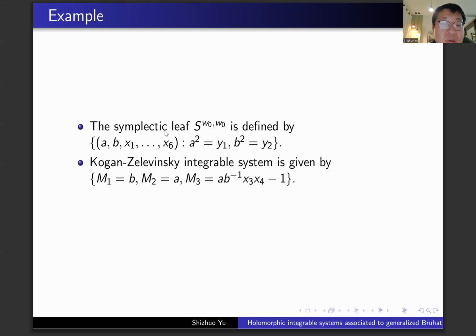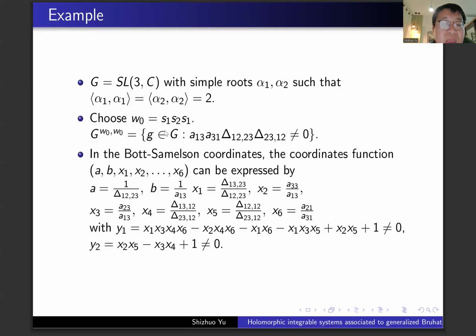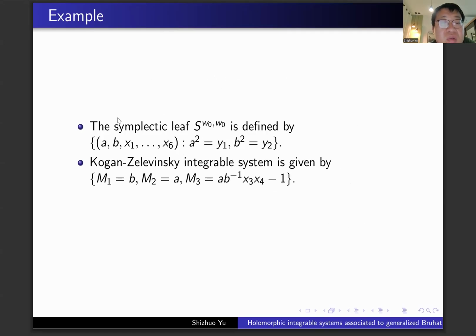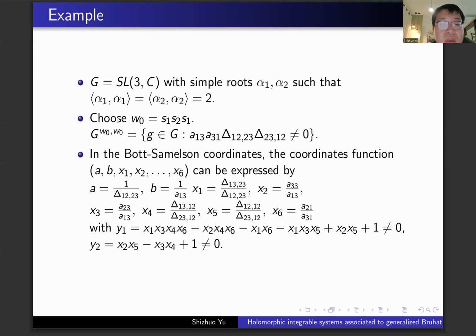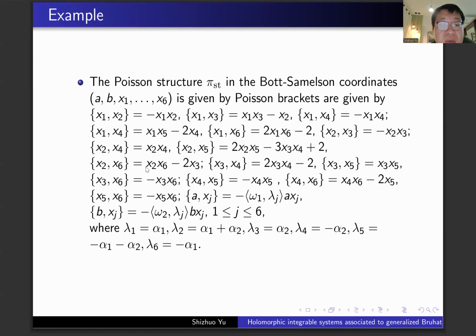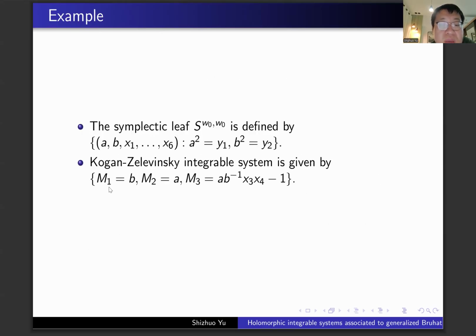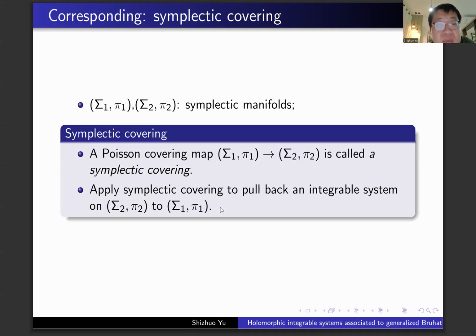So the first point is that we can simplify the complicated integrable system, the complicated Kogan-Zelinsky system. It is the so-called bottom coordinate. Because by applying the bottom coordinates, we can write down the symplectic leaves, the Poisson bracket, and the functions in the integrable system more easily.